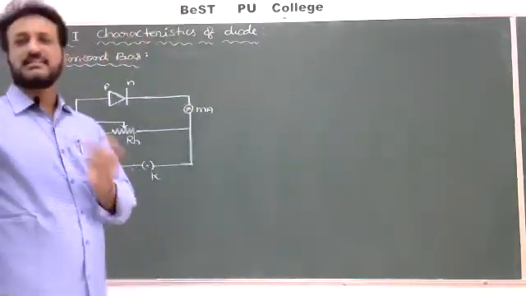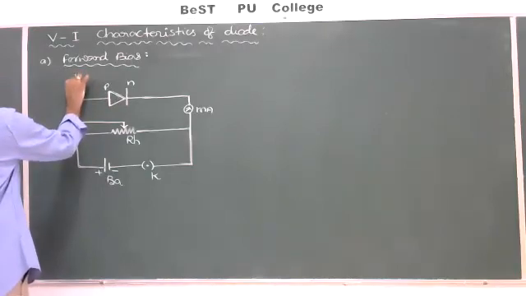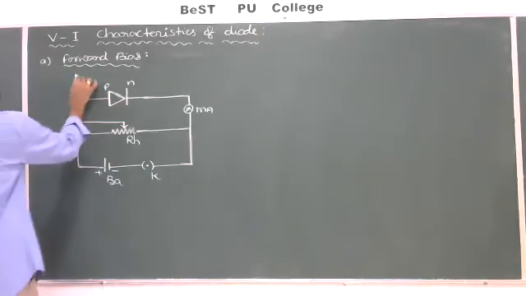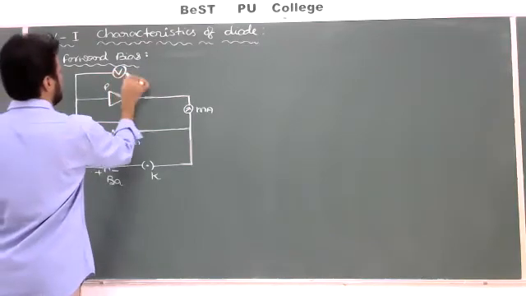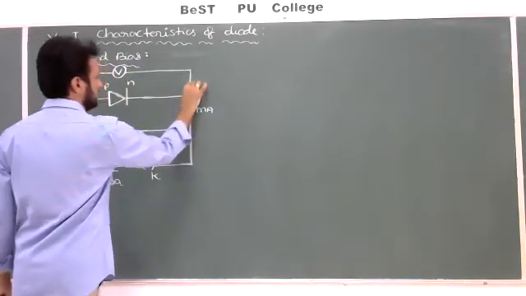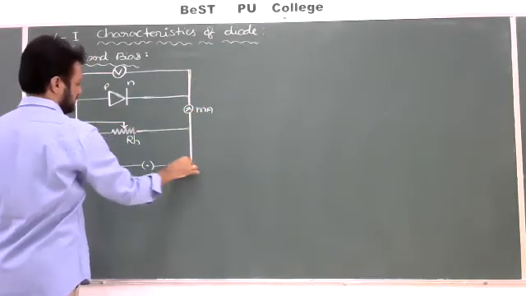But how can we change the voltage across the diode? By using one voltmeter. So here there is a need to connect one voltmeter. Here V represents a voltmeter. So it is a complete circuit. So draw the circuit.